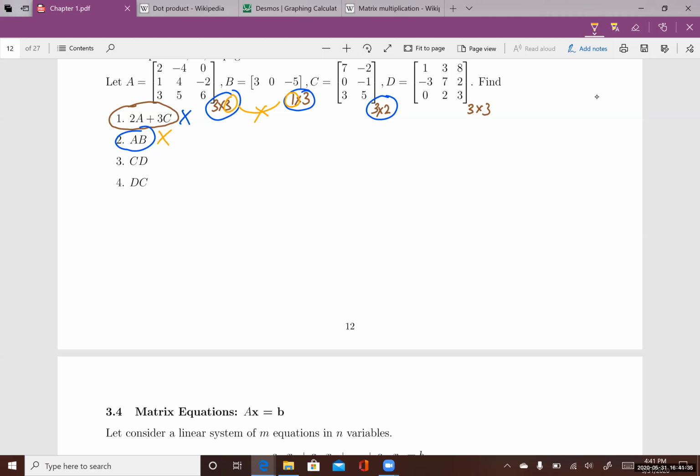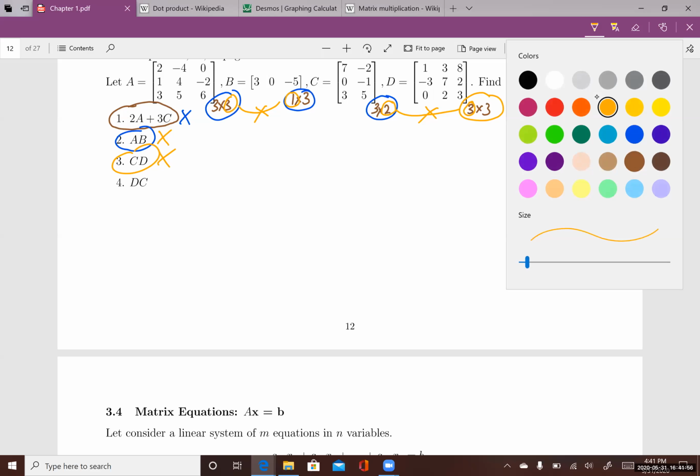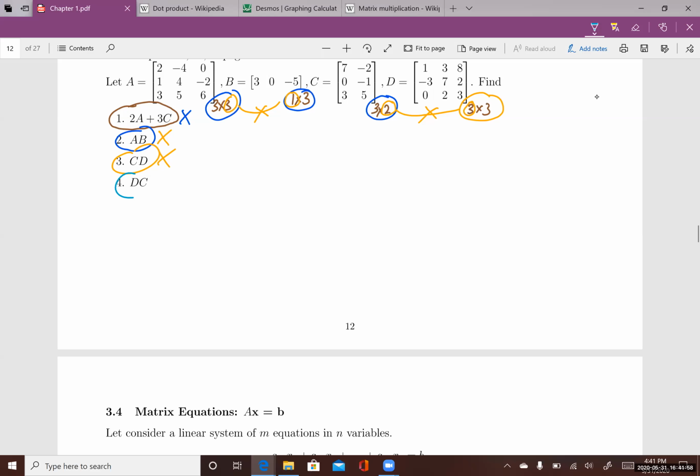How about C times D? Again, for C times D, we look at the dimensions of C and D, and we look at the inner ones. They're not the same. We cannot find the product of C and D. Okay, how about D times C? C times D is not doable. How about D times C?